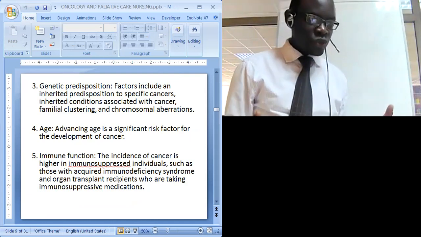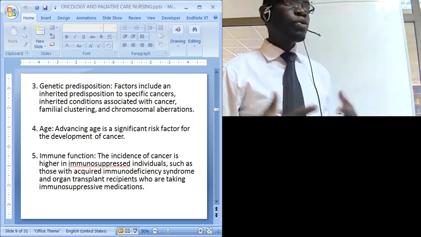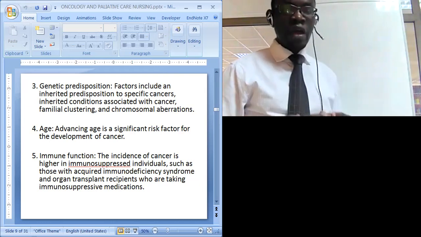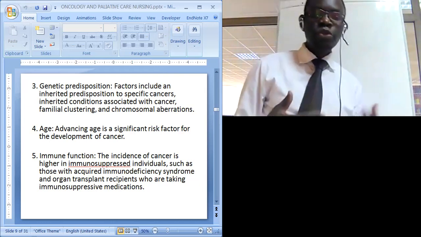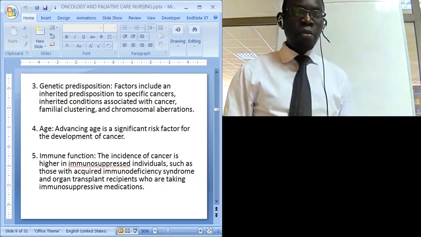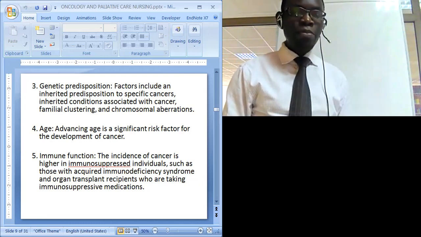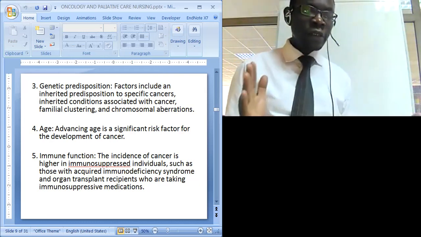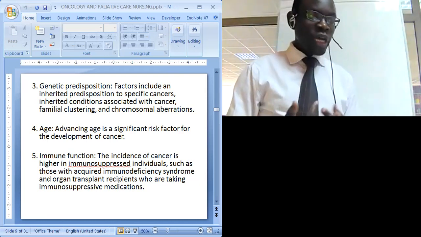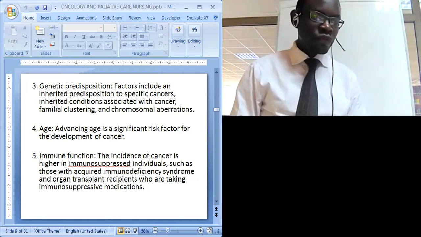Then issues of age. There are some cancers that are obtained among the aged, like for example prostate cancer. People who get prostate cancer are those who are 60 years and above. But on the other hand, people who get testicular cancer are people who are between 15 and 35 years of age. So age is also a determinant of acquisition of cancer.